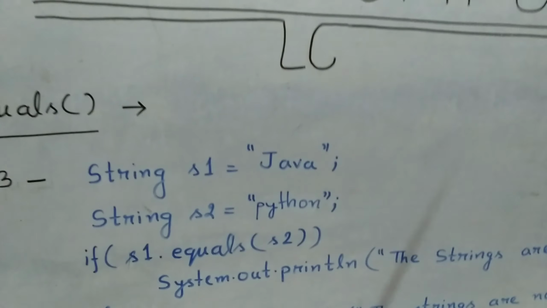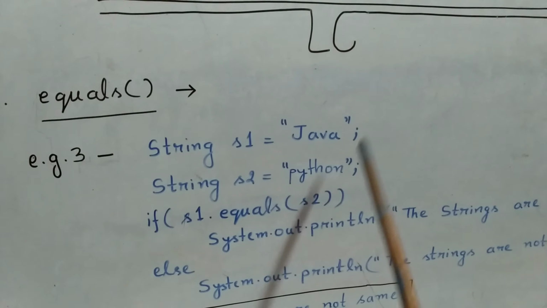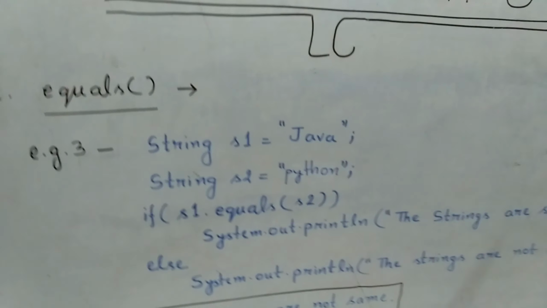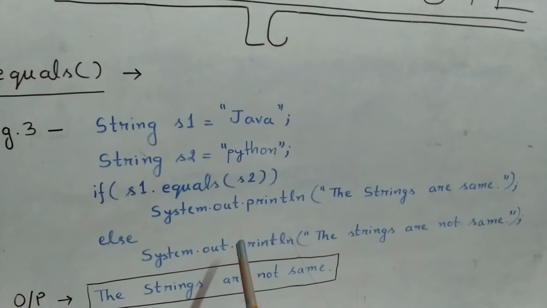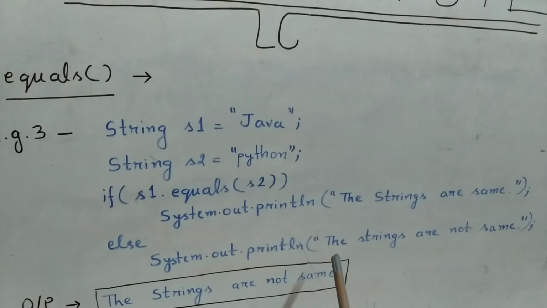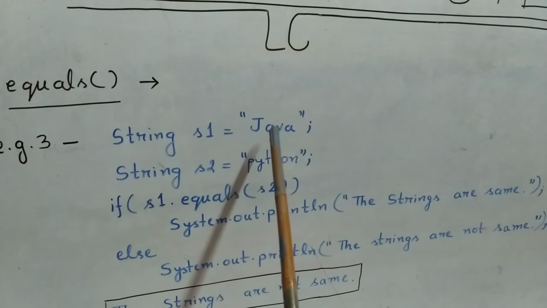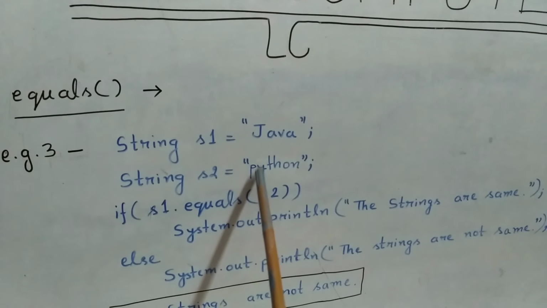Third example, string s1 equals Java, string s2 equals Python. Clearly, two different strings have been used. Now this decision making statement has resulted in the strings are not same, since a character mismatch has occurred at the very first position of these two strings.